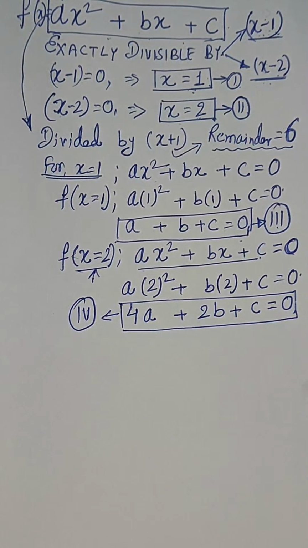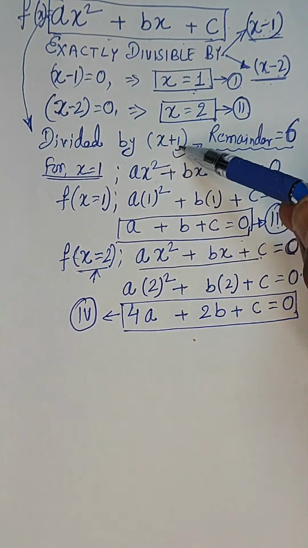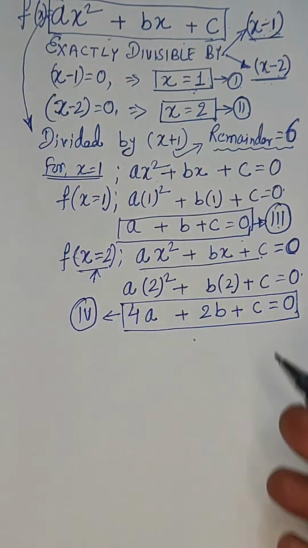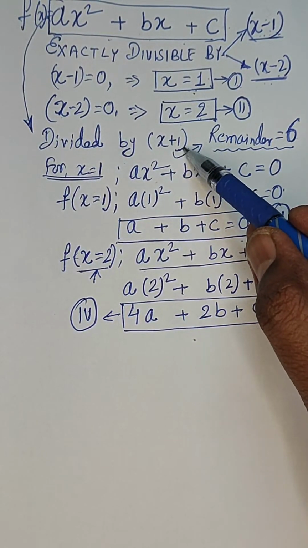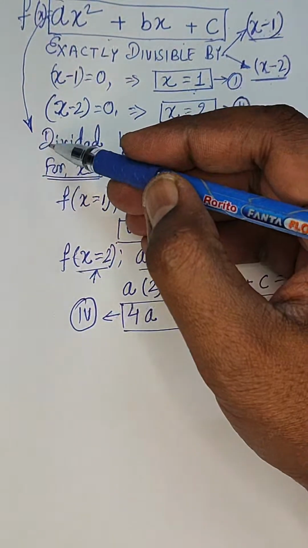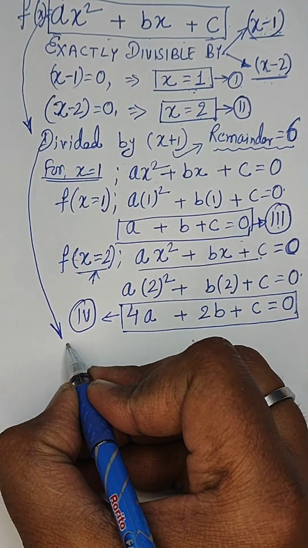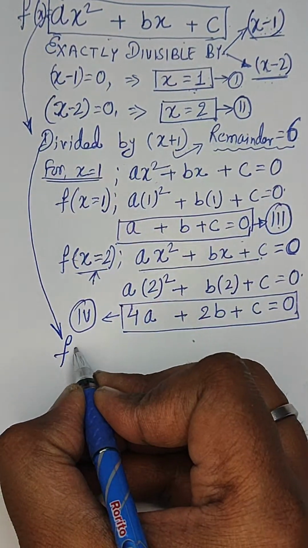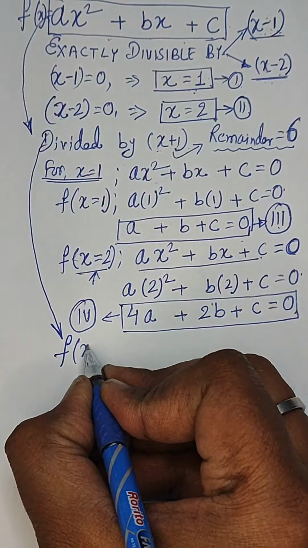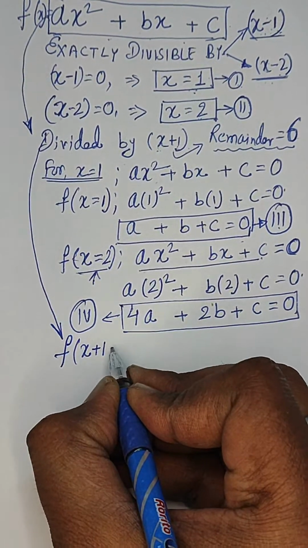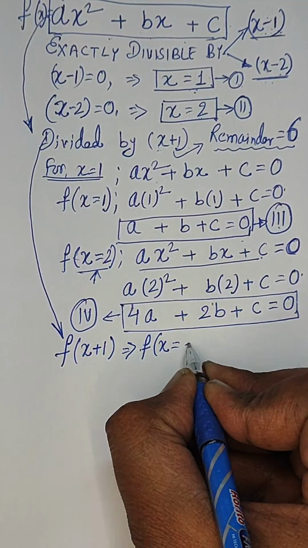Now, the third condition is given that when it's divided by x plus 1, it gives remainder 6. When divided by x plus 1, that means when the factor is x plus 1, this will give you a relation. What is that relation? That when divided by x plus 1, this will be the factor, that means x equal to minus 1. So f of minus 1.